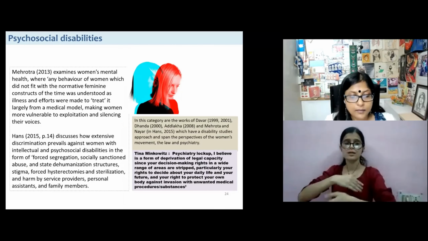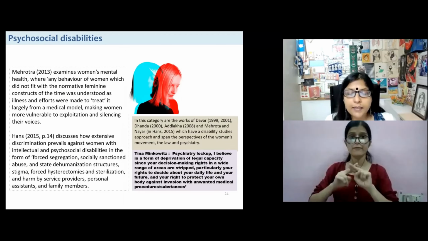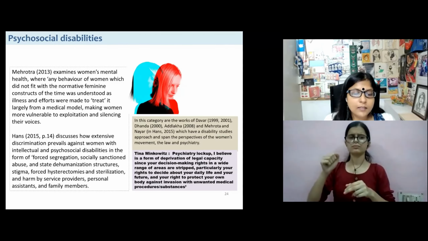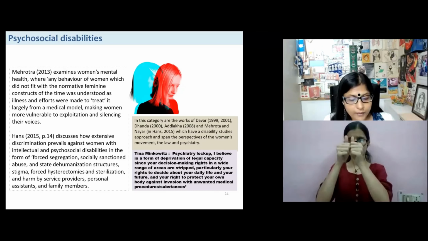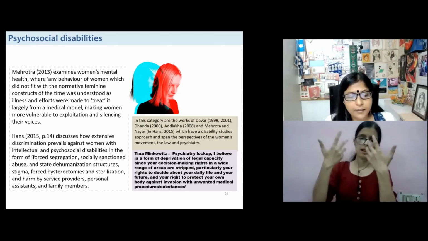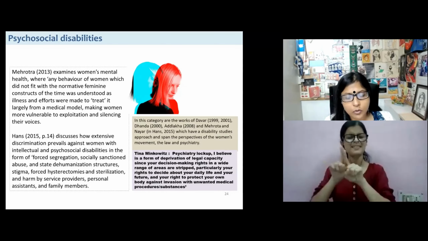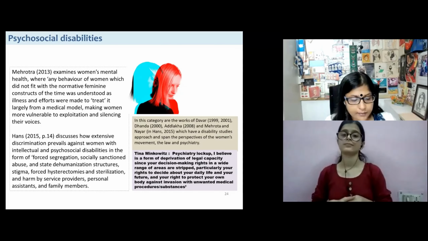Professor Nilika Mehrotra, in her work in 2013, examined women's mental health, where she says, and I quote, any behavior of women which did not fit with the normative feminine constructs of the time was understood as illness, and efforts were made to treat it largely from a medical model, making women more vulnerable to exploitation and silencing their voices. Earlier today, Professor Nick Watson also mentioned psychological emotional disablism with respect to the work of Carol Thomas. Just wanted to flag that.